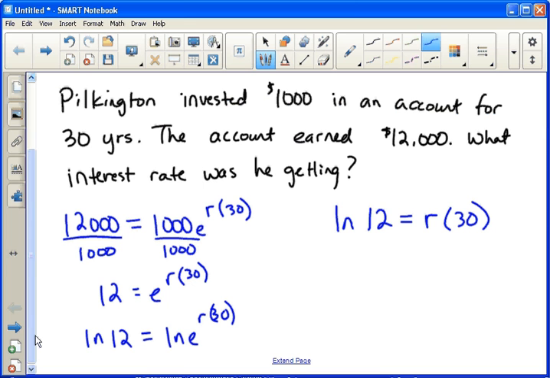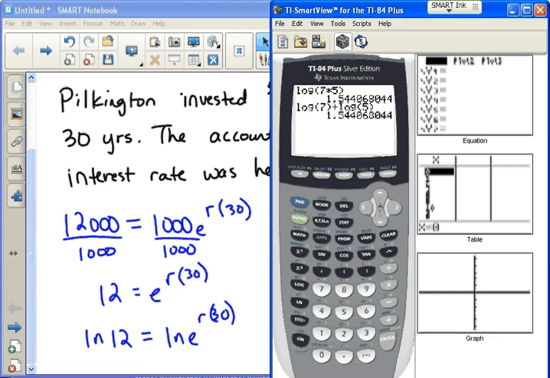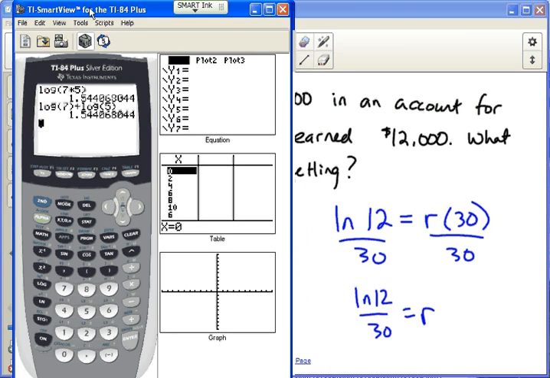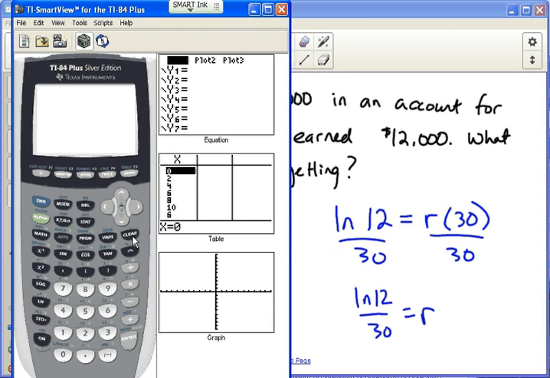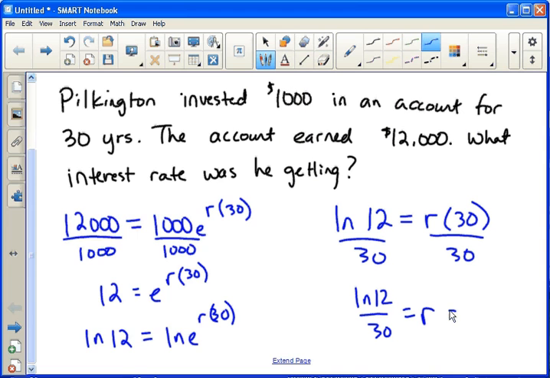Now if I want to solve for r, I just divide both sides by 30. So I get natural log of 12 over 30 equals r. So we can plug that in our calculator. Make sure you close those parentheses around the 12. We're not natural logging the 30, just the 12. And we get 0.0828. So about 8.28% would be the interest rate that he earned to get that amount of money.